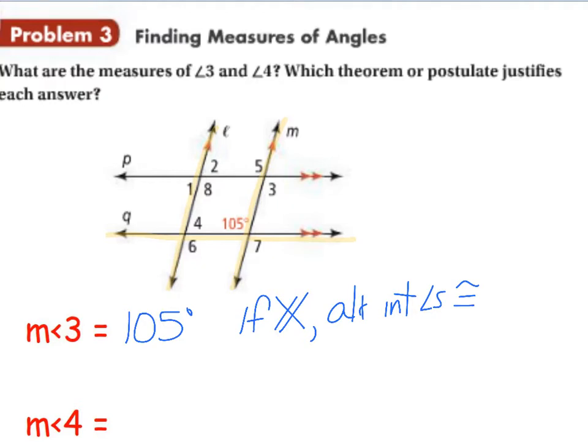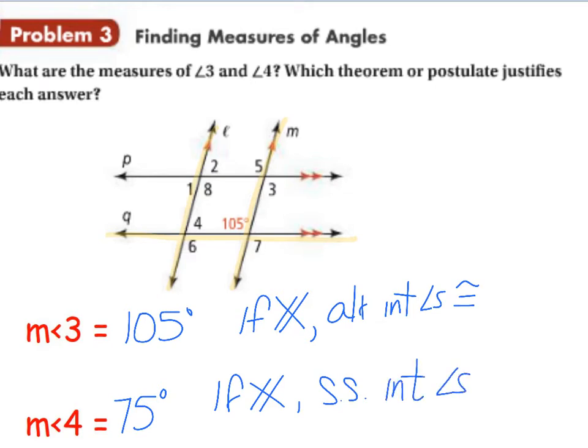But if they are same side interior, what does that mean for them? Are you peeking back at your notes? You're supposed to be peeking back. Same side interior are supplementary. So if one of them is 105, then the other one is 75, so that they'll add up to 180. And my reason: if parallel lines are cut by a transversal, same side interior angles are supplementary.